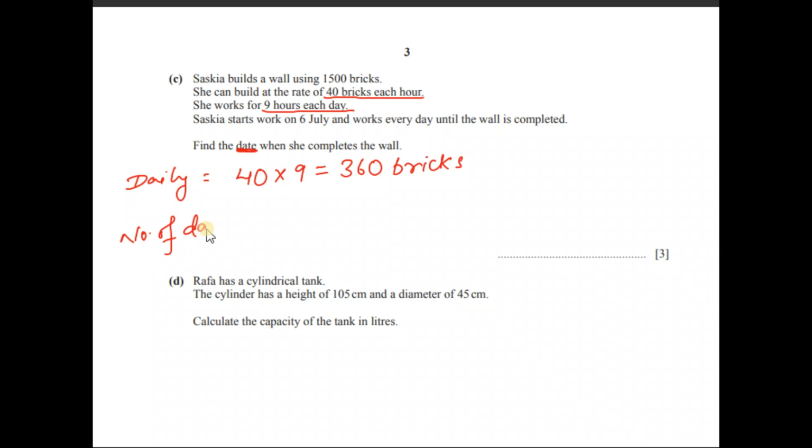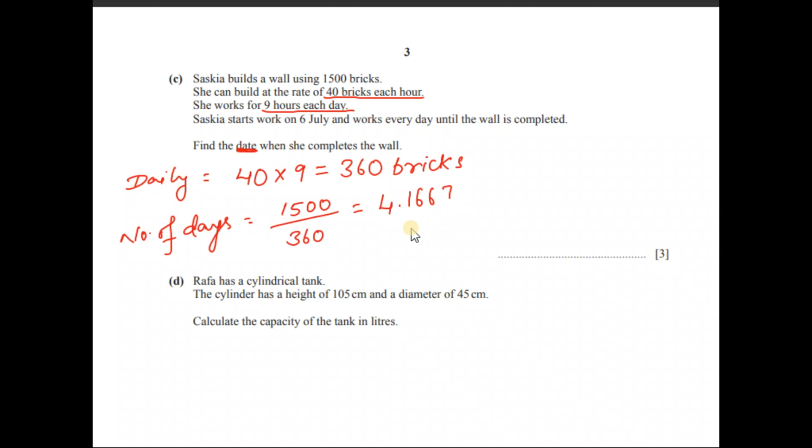So, what do we do to figure out the number of days? Number of days, we have to divide 1500 bricks by 360. And if we divide 1500 by 360, what do you think you will get? It would be somewhere around 4.166, right? Let me just check it. 1500 divided by 360 gives 4.1667. Okay, that's a recurring number.